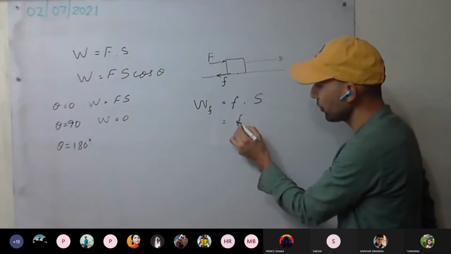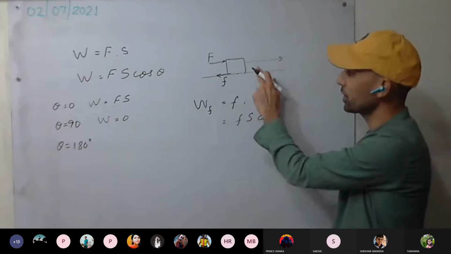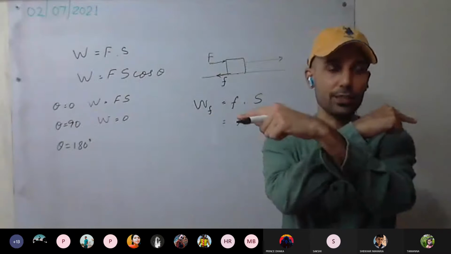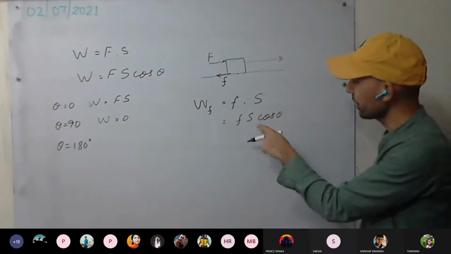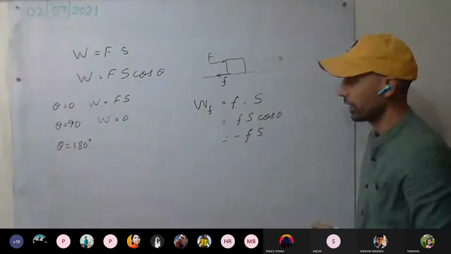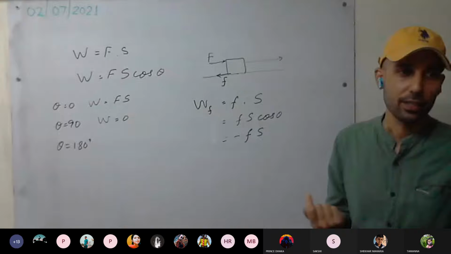It will be Fs cos theta. And what will be the angle between frictional force and the displacement? Displacement in this direction, frictional force in the opposite direction. So it will be 180 degree. Cos 180 degree is minus cos 0. That is, it is minus Fs. So work done by frictional force will be negative.